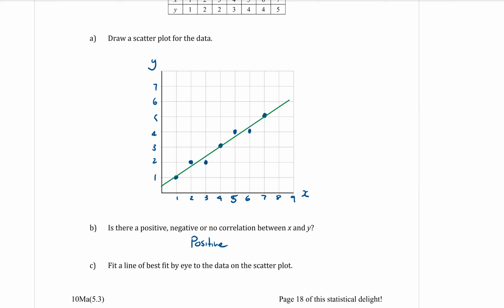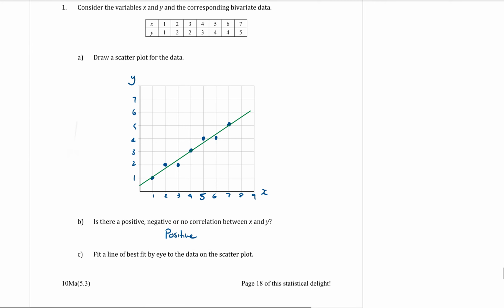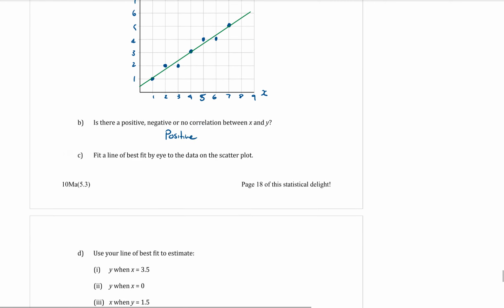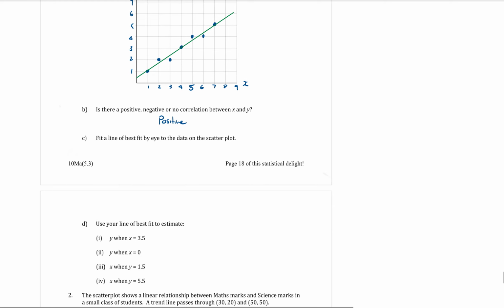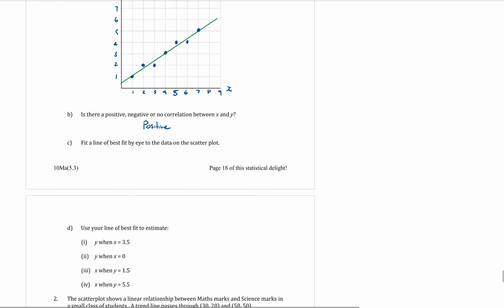Okay. Then from our line of best fit on the next page, it's going to be interesting for me to be able to see it. Shrink it down a bit. It says use your line of best fit to find a few things. So you fit a line of best fit. So that was the line that I drew on there. So that's the green bit. So part D, use your line of best fit to find these things down here.